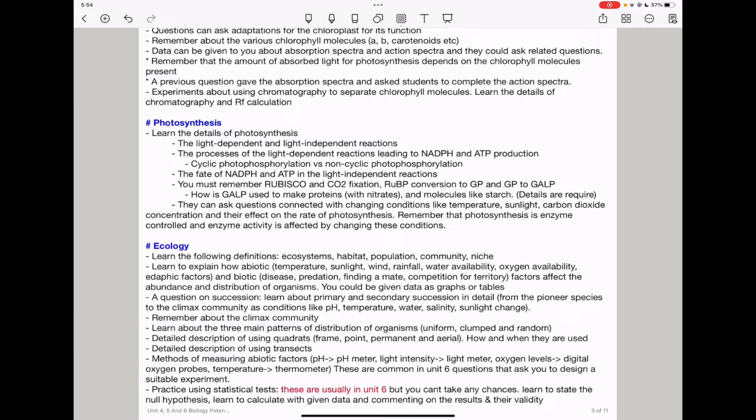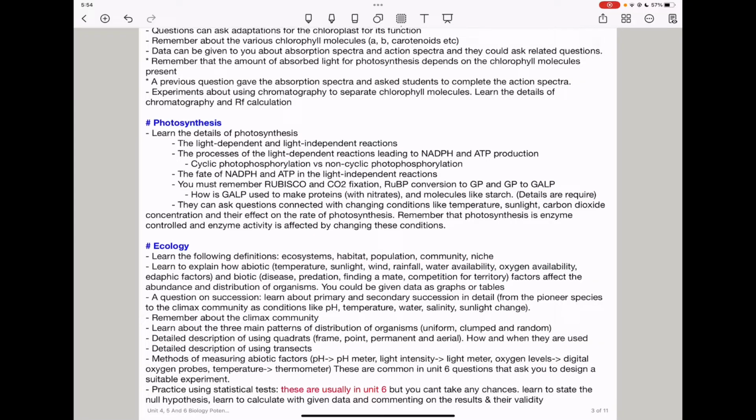Questions could come about succession, and here they could bring images, maybe a graph or maybe images like in tables, to show you how a specific area has been transformed due to succession. Remember, succession can be primary succession or secondary succession, and you need to include the details of how the pioneer species come and how those pioneer species change the conditions in order to allow other organisms to come. Changed conditions could be a change in pH, water availability, salinity.